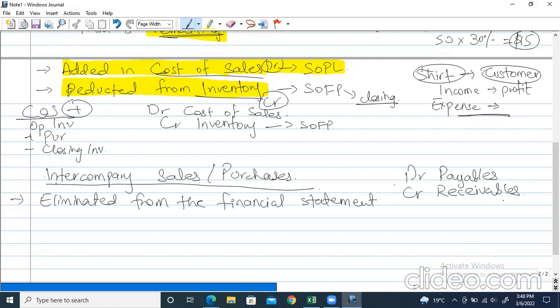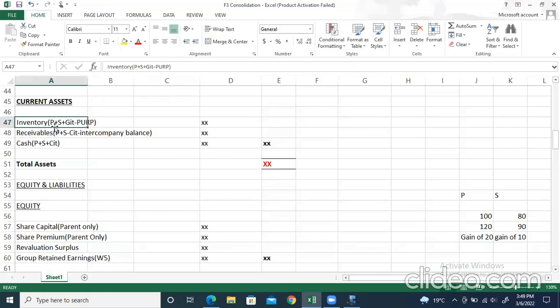This is the double entry for intercompany sales and purchases. Now, let's continue to discuss all these. So inventory we were done with: parent plus subsidiary plus the goods in transit because we have received them, and minus the unrealized profit because this does not belong in the inventory.